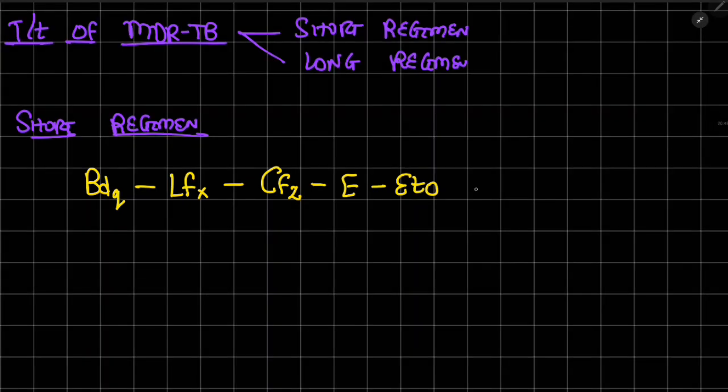And we have one additional drug, which is HH. So what is this HH? This HH basically stands for high doses of isoniazid. So this is the regimen for the short regimen of MDR-TB, and this is the first part of the regimen.